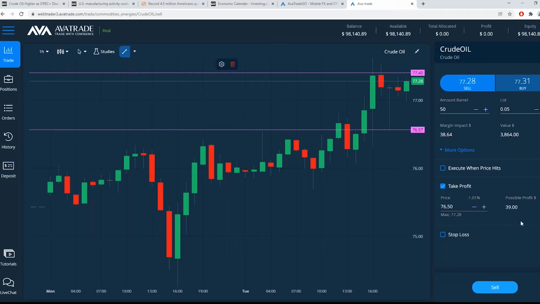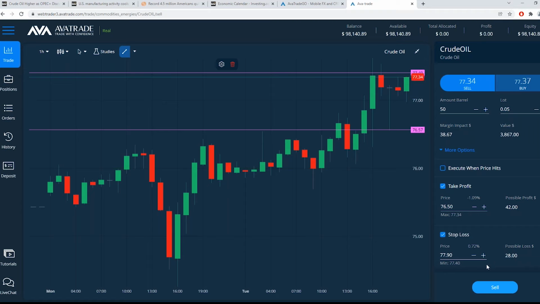Which would give us potential profit of 39. Stop loss would just need to be above these wicks if you think it won't break the resistance, right? So we're talking about maybe 77.80 would get above that, 77.90. And we can play around with that setting a little bit. Stop loss, 77.90. So potential profit, 42, risk, 27.50.